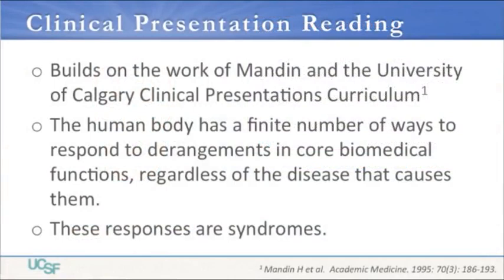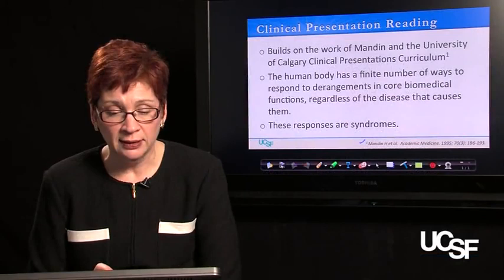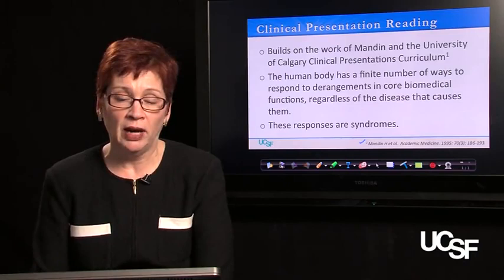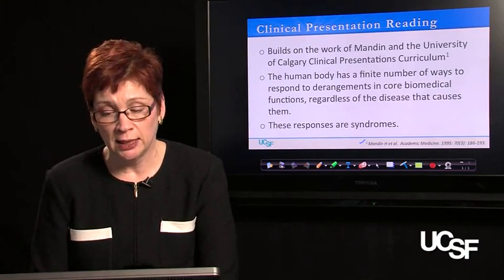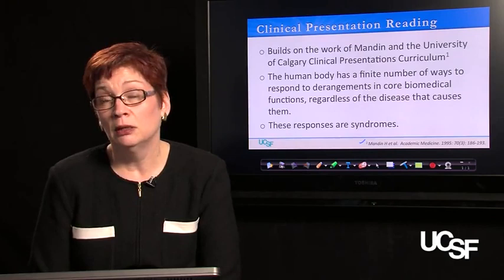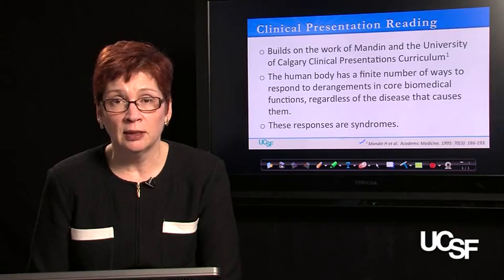At the University of Calgary, they articulated wisely the observation that the human body has a finite number of ways to respond to derangements in core biomedical functions, regardless of the disease that causes them. And these responses are known as syndromes. And they're not limitless, they're finite. Somewhere less than 200 can articulate for you the ways in which diseases can present.